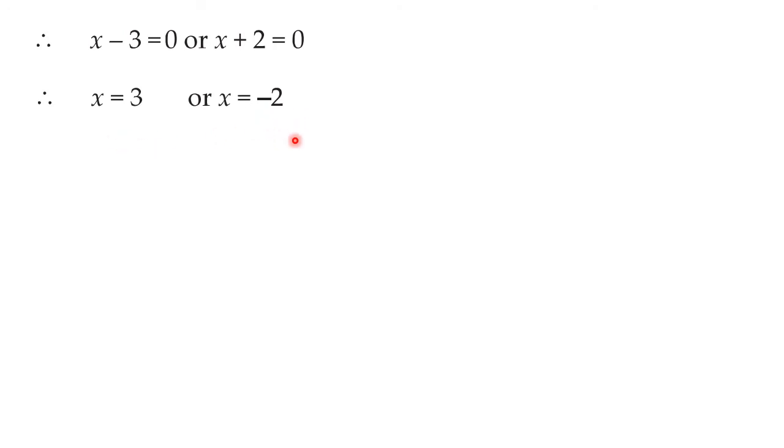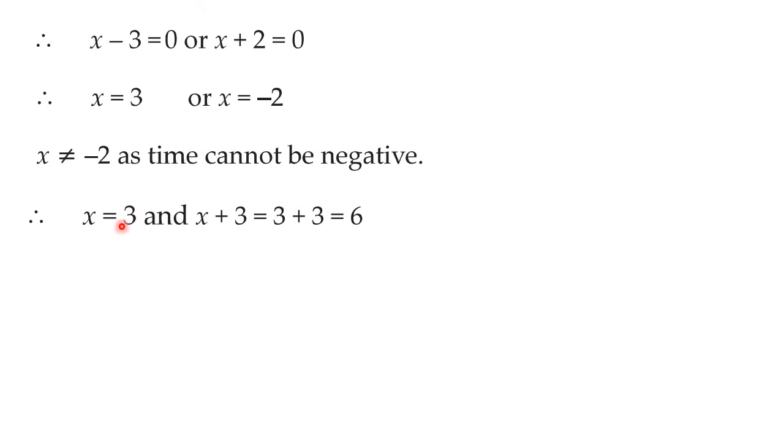Now we got two answers, out of which one answer we are going to discard. It is not acceptable. Just think what x denotes. X denotes the time, and time can never be negative. So x cannot be equal to minus 2 as time cannot be negative. Therefore the acceptable value of x is 3. So the value of x is 3, and from that we can write down the value of x plus 3 as 3 plus 3, 6.